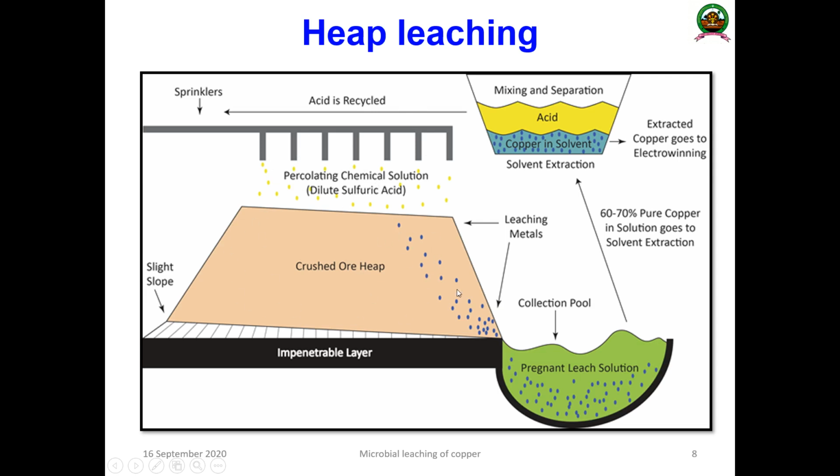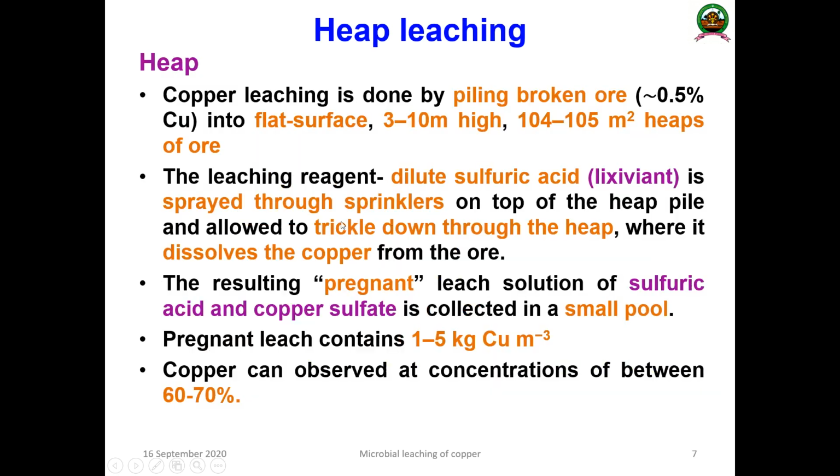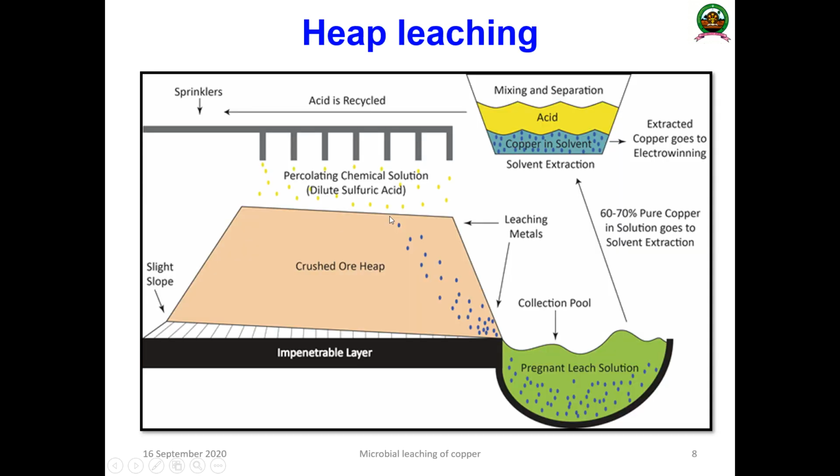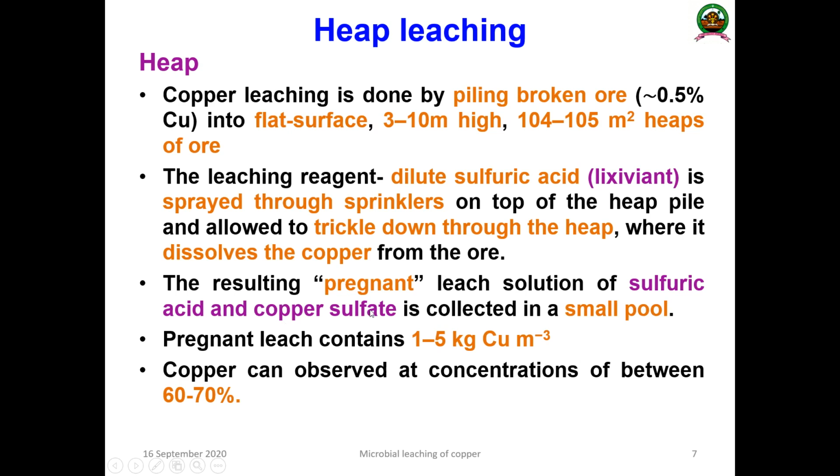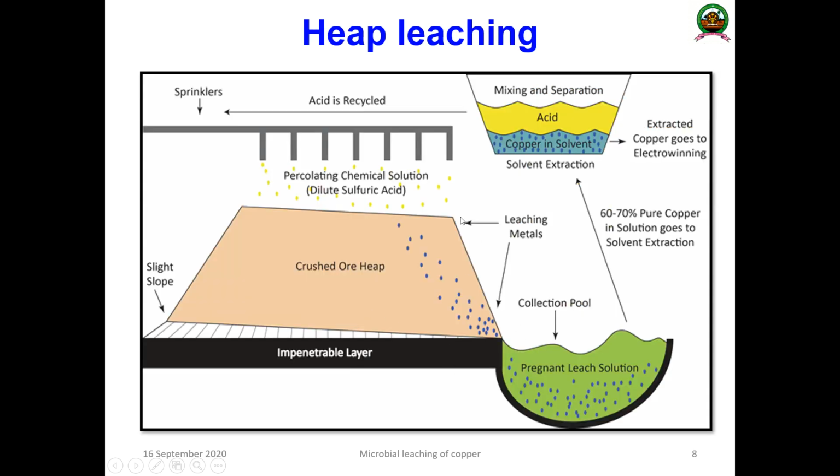This sulfuric acid will be sprayed and trickle down. Then it will be leaching out to a particular pond, this collecting pond. This is known as the pregnant leaching solution, consisting, as I mentioned, of sulfuric acid and copper sulfate. So this is the leaching of a metal, and this particular step is a pure microbiological step.